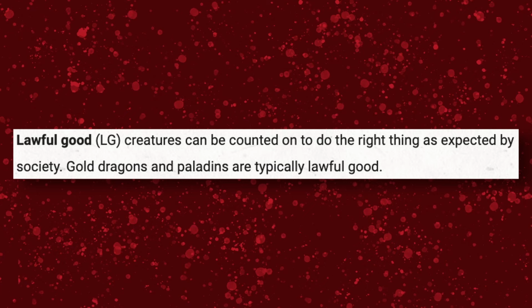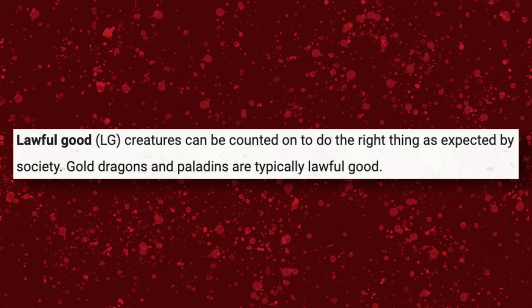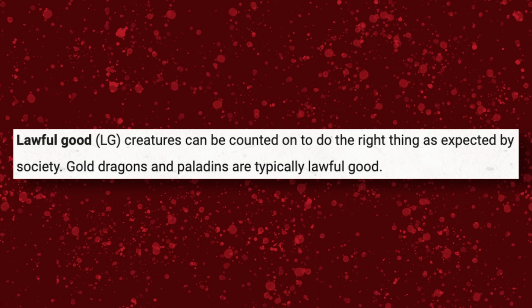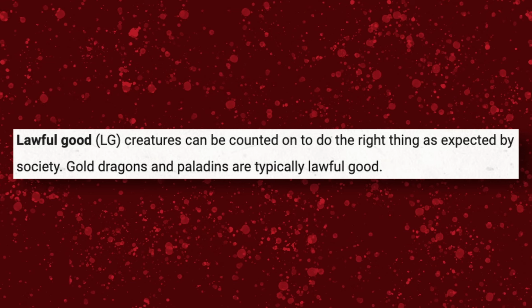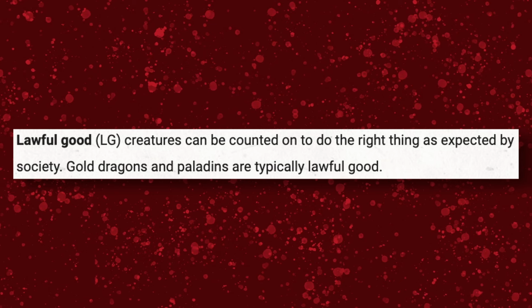We'll also talk about what each of the individual alignments really is. I'm just going to read out what the 5e manual says. For lawful good, it says, can be counted on to do the right thing as expected by society. That's the important thing: both the right thing, but also as expected by society. Good, but again, what society is the question? It doesn't mean the city I live in. It might mean my thieves guild.